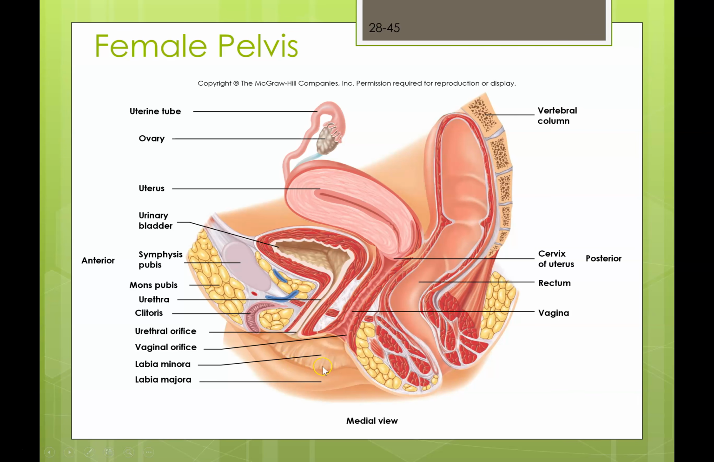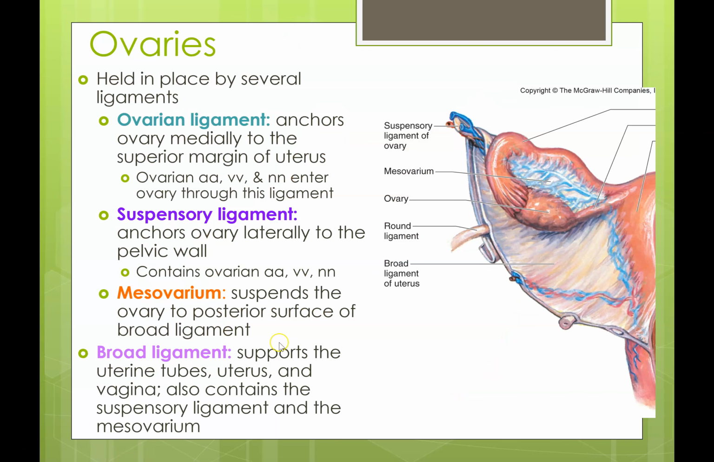Now, if we look at that external genitalia that we were talking about earlier, we are going to have anteriorly the clitoris, and then laterally, we see the labia minora, surrounded even more laterally by the labia majora. So first, let's discuss the ligaments. First, we have the ovarian ligament, and that is the ligament that we just saw in the previous figure. The ovarian ligament is going to anchor our ovary medially to the superior margin of the uterus.